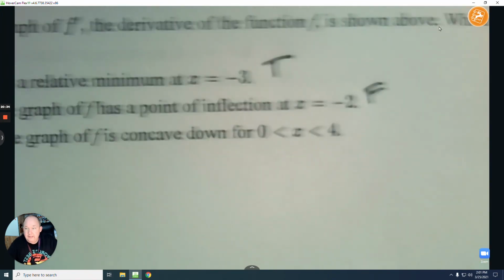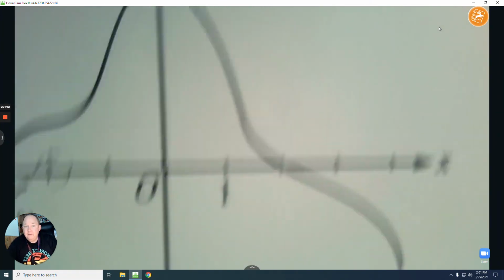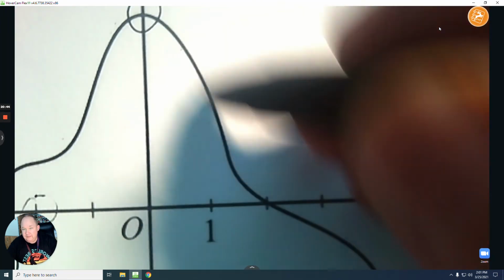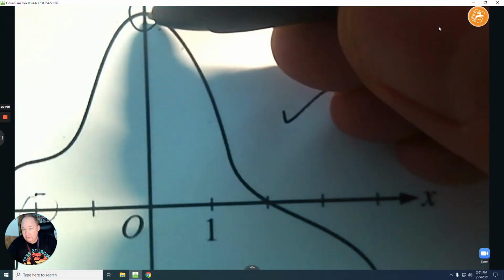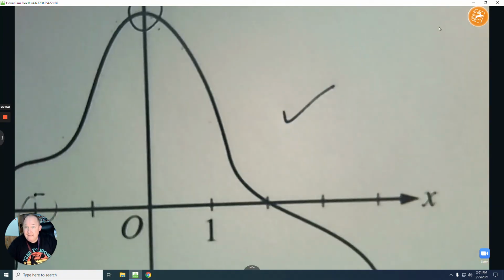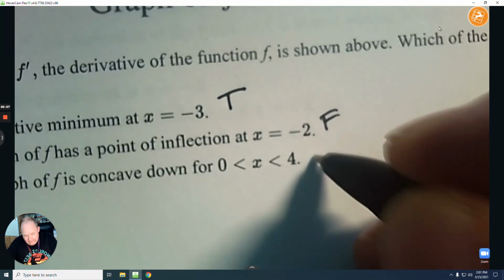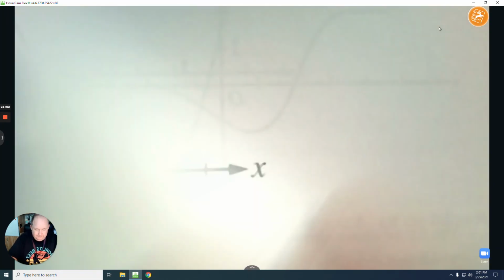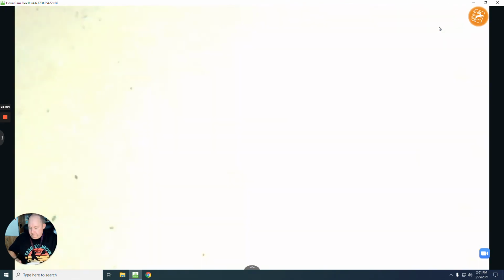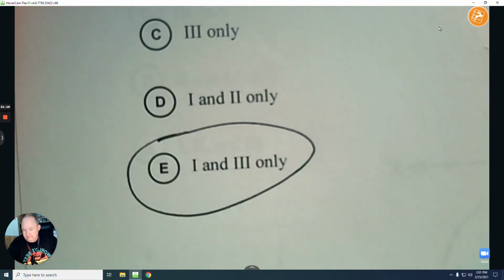And then number 3, the graph of f is concave down from 0 to 4. So if it's concave down from 0 to 4, this would be decreasing. It is decreasing, so that answer is yes. So the first derivative is decreasing. That means concave down for the second derivative. And so the last statement is true then. And then turn the page, so it's 1 and 3. And so the answer is E.